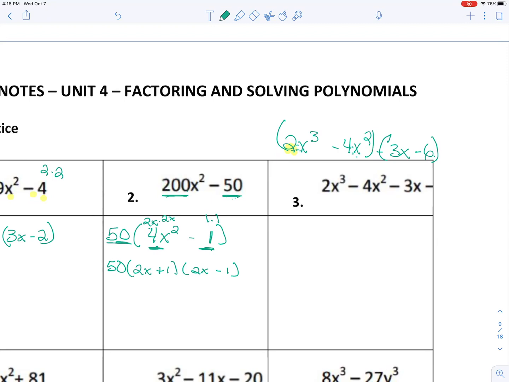So the first two terms, the GCF between these two is 2x squared. And then I'm left with x minus 2. This has a negative, so remember, if it's a negative, I'm going to factor out a negative. And the GCF between 3 and 6 is 3. When I factor out that negative, that's going to change each of the signs.